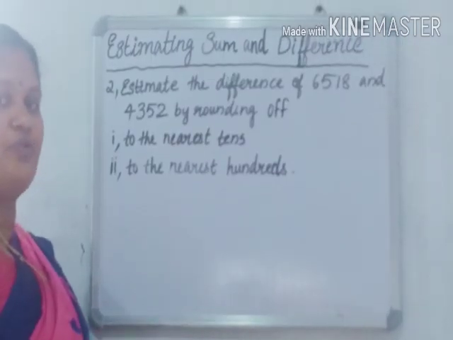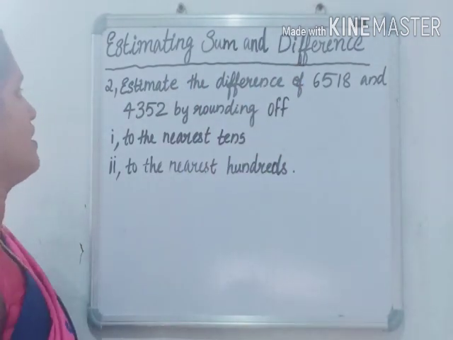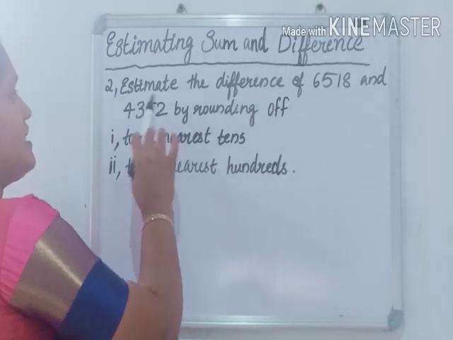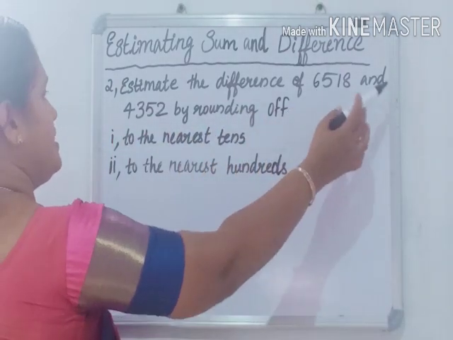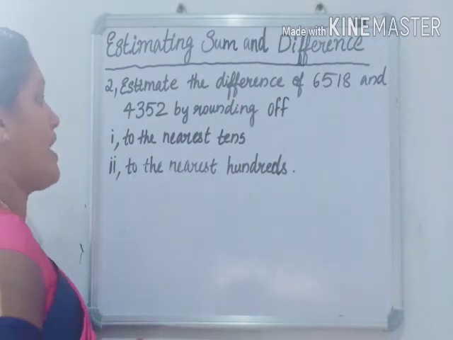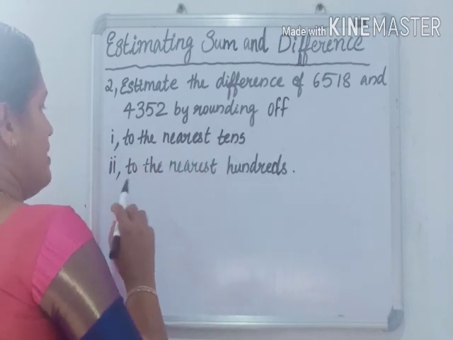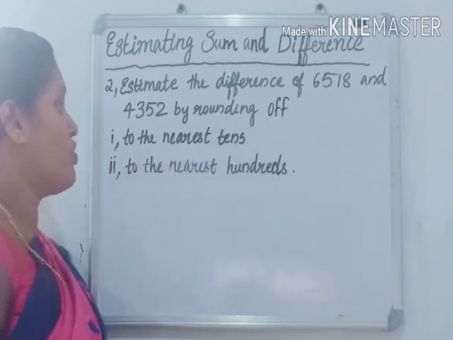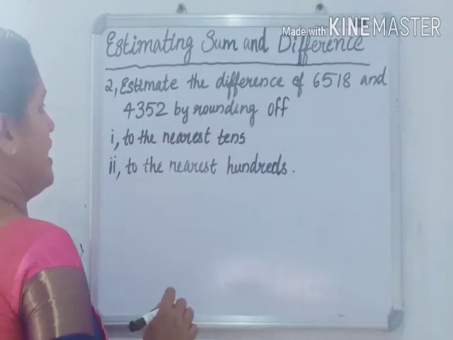Here we are going to discuss estimating difference. Second question. Estimate the difference of 6518 and 4352 by rounding off to the nearest tens. Second, to the nearest hundreds. Both we have to find. So, first to the nearest tens.